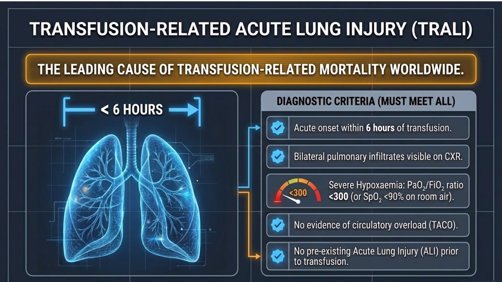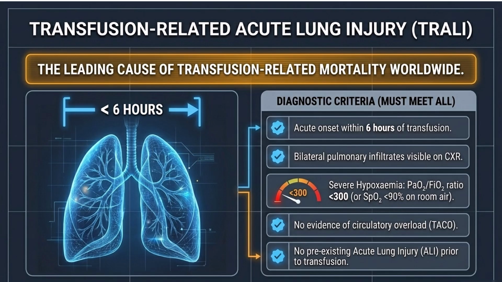TRALI, that is transfusion related acute lung injury. So we have to memorize the diagnostic criteria. TRALI is the number one cause of transfusion related death globally. It must be on your radar for every patient receiving a plasma containing blood product. The diagnostic criteria, all conditions must be met as per the ISBT or ARDS network consensus definition.